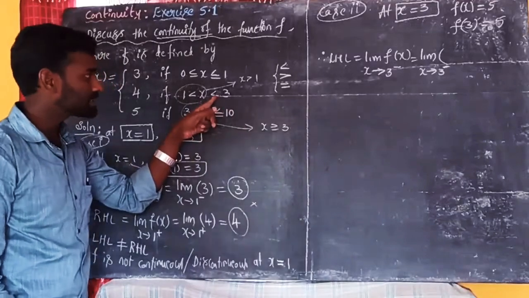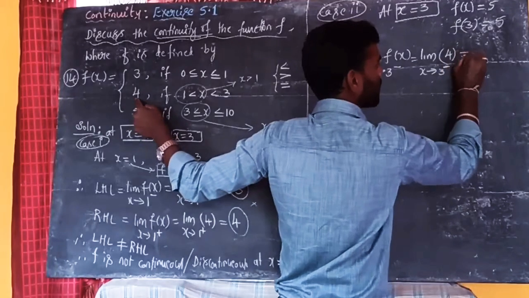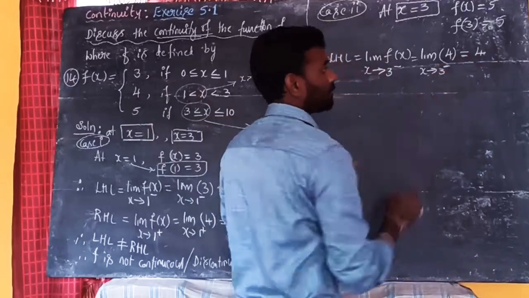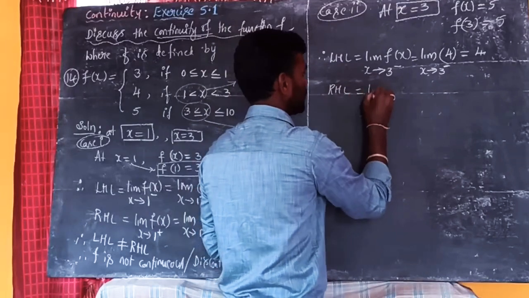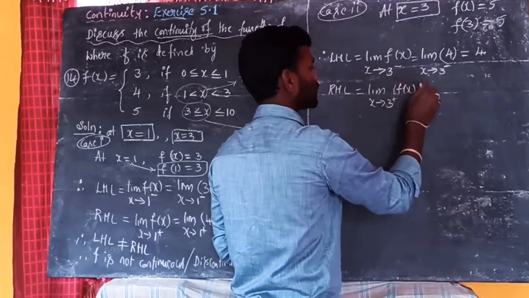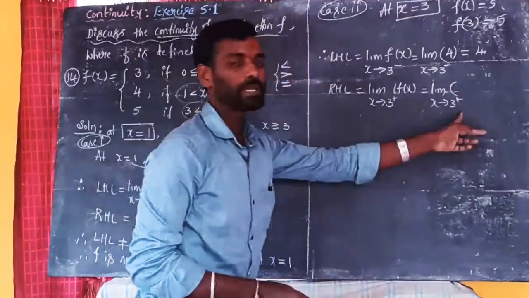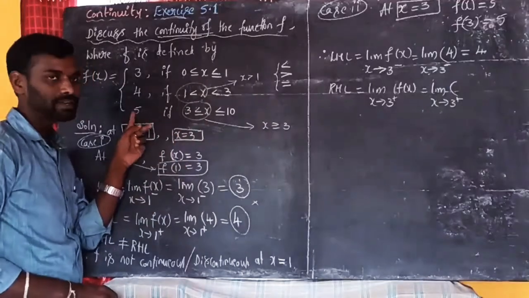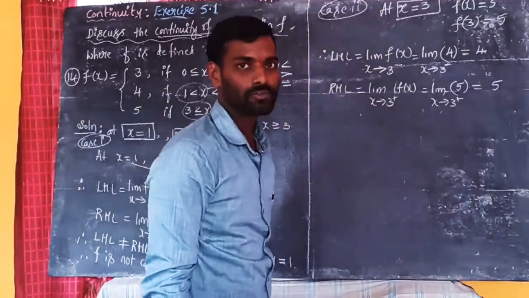The function which is less than 3 is what? 4. The function which is less than 3 is 4. Therefore, the limit as x tends to 3 minus, if you apply the limit to a constant function, you will get the same constant. Next, RHL, that is equal to the limit as x tends to 3 plus of f of x. That is equal to what guys? 3 plus means the function which is greater than 3. The function which is greater than 3 is what? 5. So that's equal to 5.